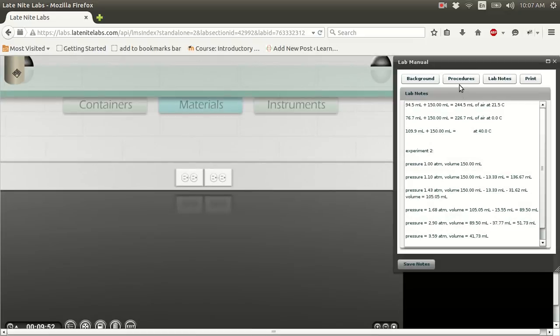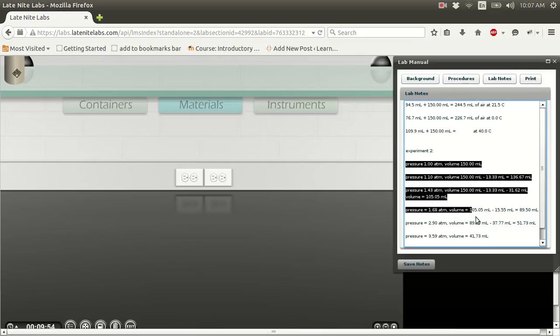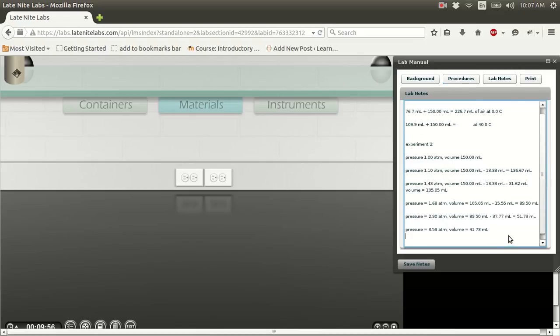Notes are saved. So that's it. These are the notes that you're going to need. Not these notes. You're going to need notes similar to these, except you would do this by 20 milliliter increments instead of these crazy increments that I've done. Save those notes, and you'll be ready to do those exercises, those calculations.